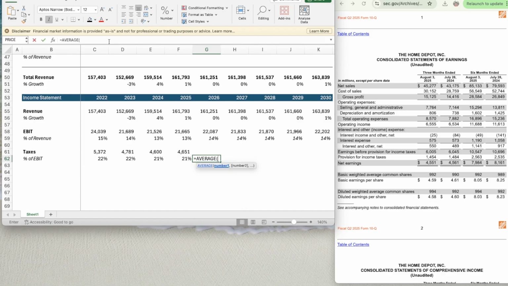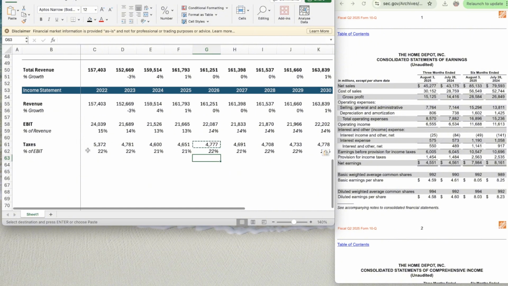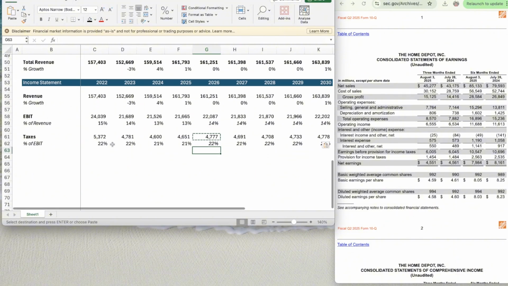Now we take the average again from the last 3 years, and we get up here to a 22% tax rate, and we go the EBIT multiplied by the tax rate to get what the provision for income taxes is going to be. So that's the initial part of that. We're going to come back to this later when we're actually doing the DCF, because we want to have a way to simulate the impact of different EBIT margins on free cash flow, but we can't do that just yet.